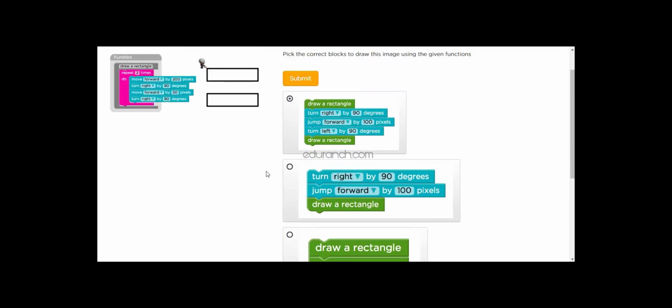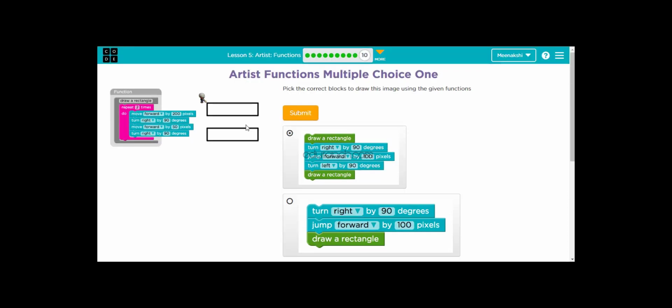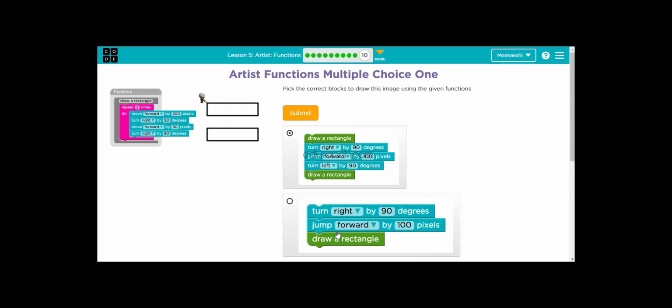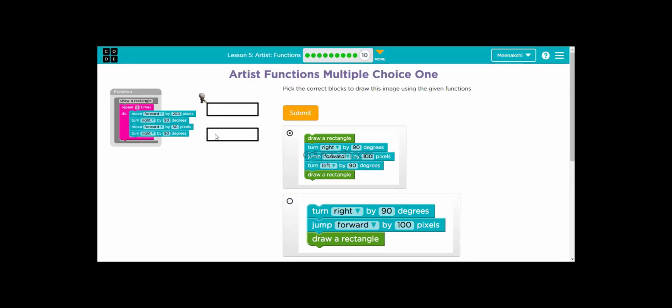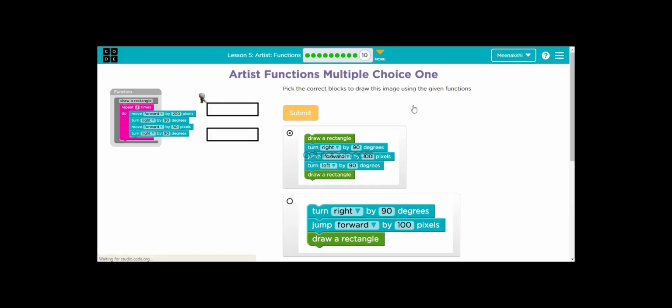But still we are going to check the other options. Turn right by 90 degrees. Okay, we first already turn right. Turn right. It's facing this side. We jump forward by 100 pixels, draw a rectangle. Okay, here only one rectangle will be drawn and not two. The next one says to draw a rectangle block, so there's still just going to be one rectangle because the artist is going to overlap both the rectangles. So the first one is the option.